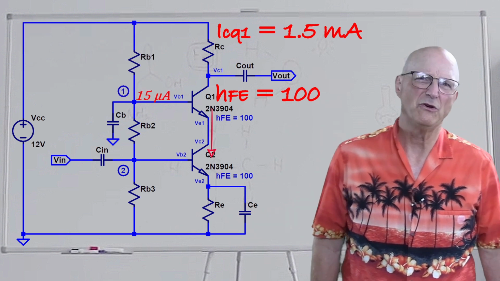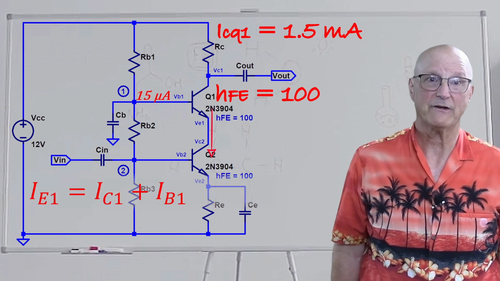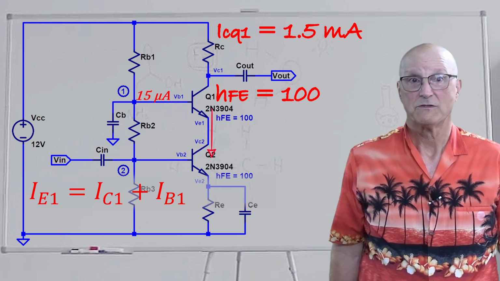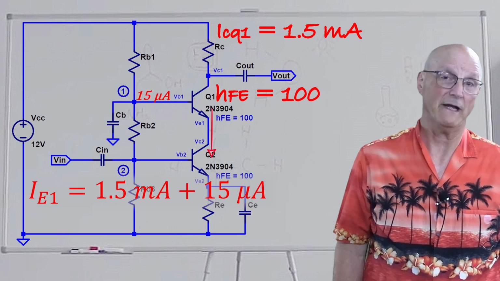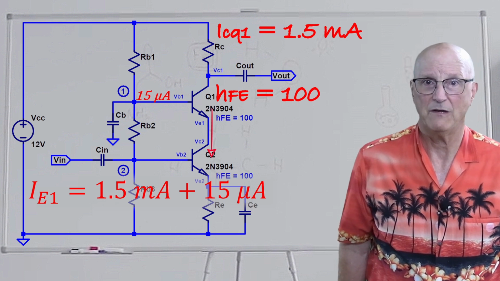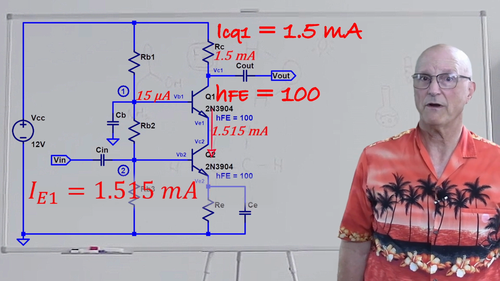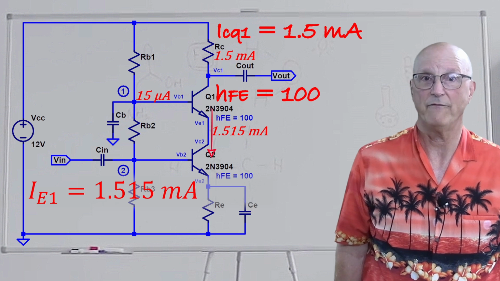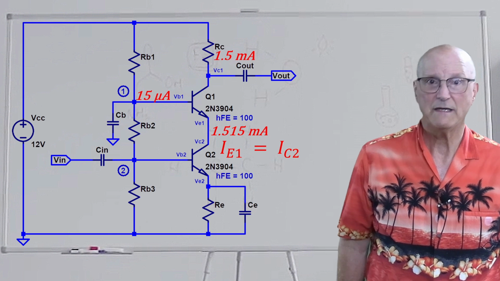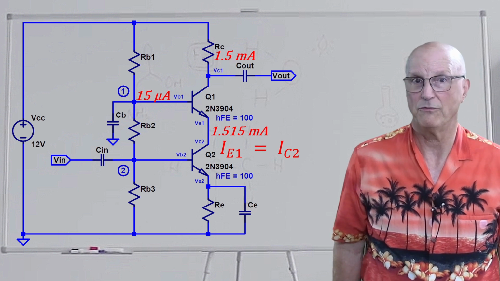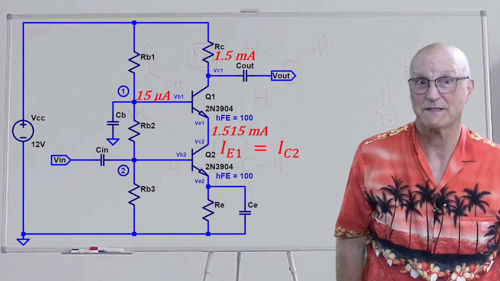Now, what about Q1's emitter current? Well, it is equal to the sum of the collector and base currents. So the quiescent emitter current is equal to 1.5 milliamps, the collector current, plus 15 microamps, the base current, which gives us a quiescent emitter current of 1.515 milliamps. Now, the emitter current of Q1 is equal to the collector current of Q2, because, well, where else would the current go otherwise?